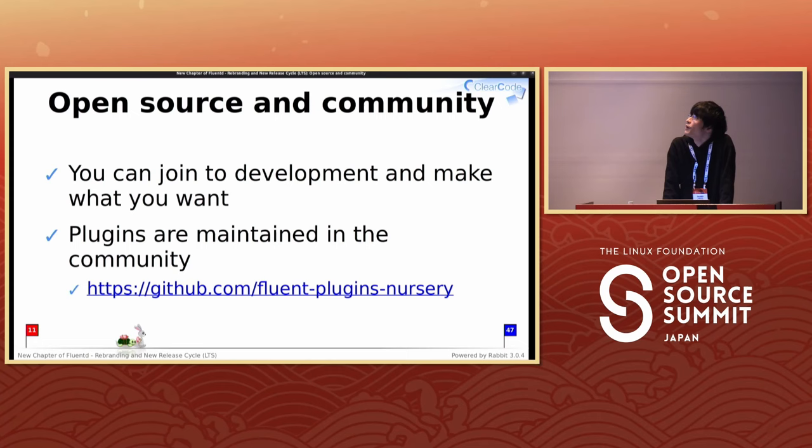And third, open source and the community. Fluentd is open source. The license is Apache license 2.0. So you can refer to the implementation, and you can make your own plugin. Also, if you find any bugs, you can report them, and some bugs are fixed with the community's help. So you can join the development of Fluentd. And if necessary, the community supports maintaining your plugins through the nursery project, so you can get help to maintain your plugins.